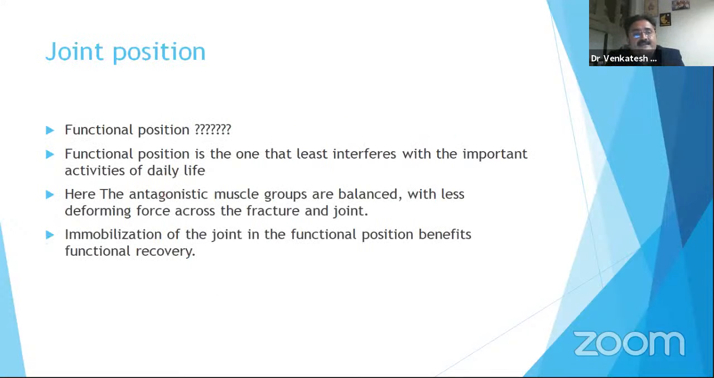Functional position is the one that least interferes with the important activities of daily life. Here, the antagonist muscle groups are balanced with less deforming force across the fracture and the joint. Immobilization of the joint in the functional position benefits functional recovery. So to get a good functional outcome, the functional position of the joints is very important. So we have to immobilize the extremities in functional position.